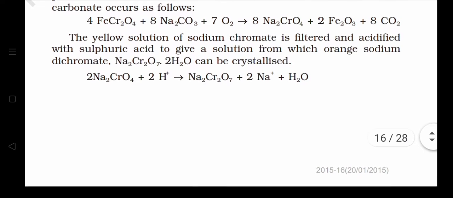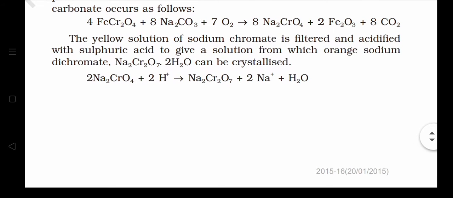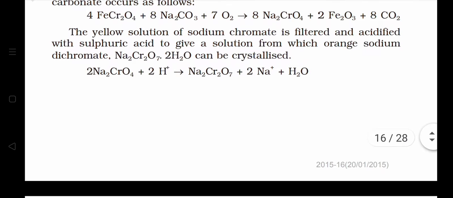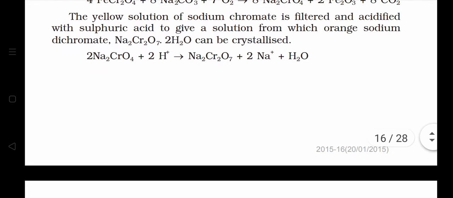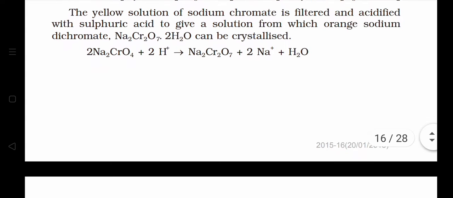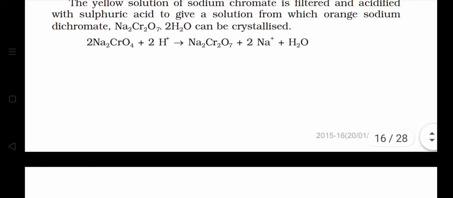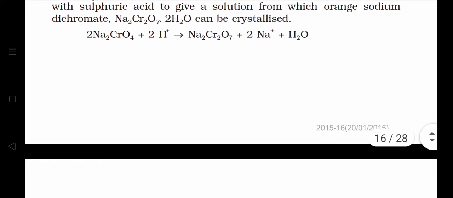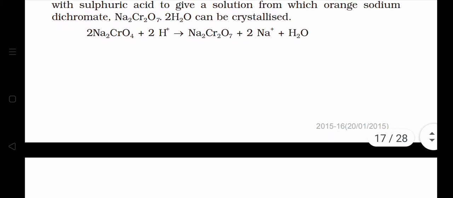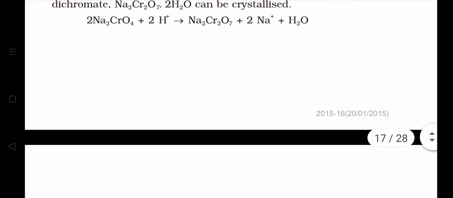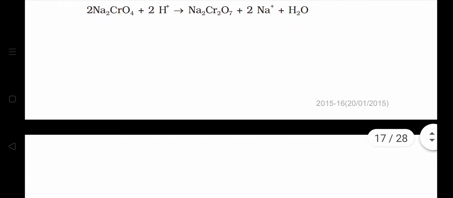This solution is yellow in color. It is filtered and then it is acidified with the help of sulfuric acid. When sulfuric acid is poured, at that time sodium chromate reacts with H positive ions. It gets converted into sodium dichromate with formula Na2Cr2O7 plus sodium hydroxide is produced plus water is produced.